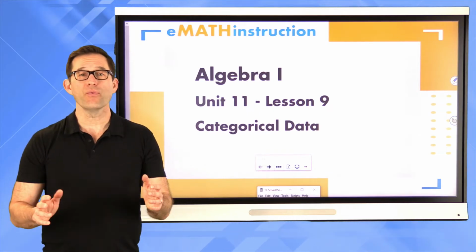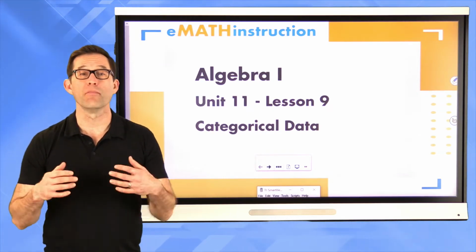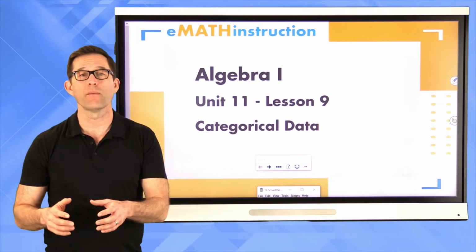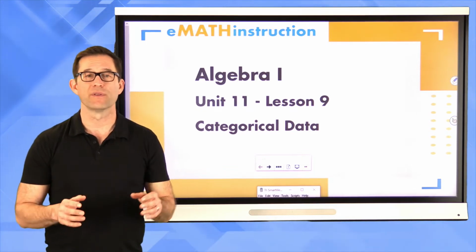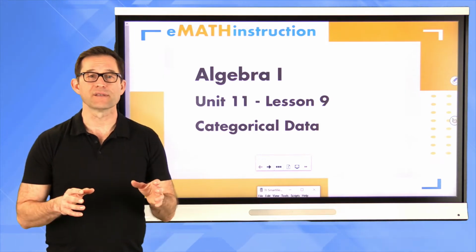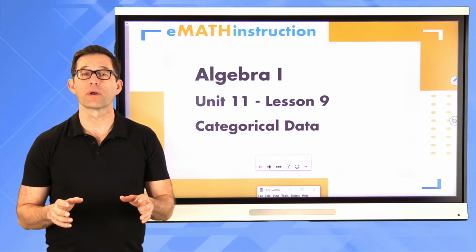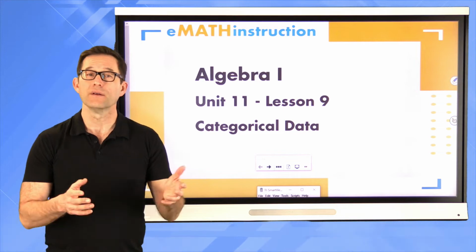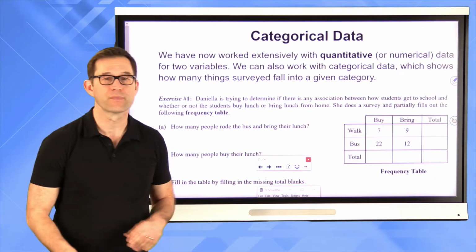So throughout this unit, we've been working with numerical data, right? We go out and we measure the height of something or the temperature of something or the gas mileage of something. In today's lesson and then in the next lesson, we're going to be working with what's known as categorical data. So let's talk a little bit about that, right?